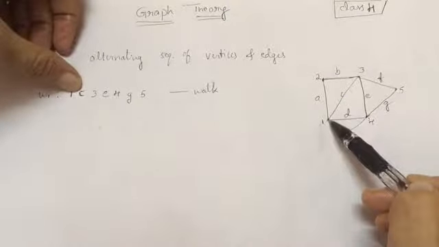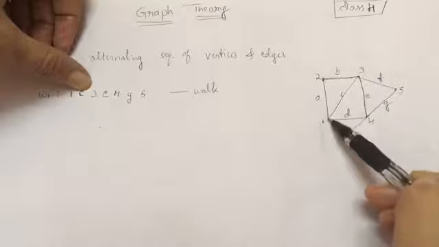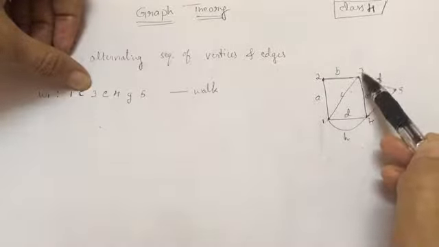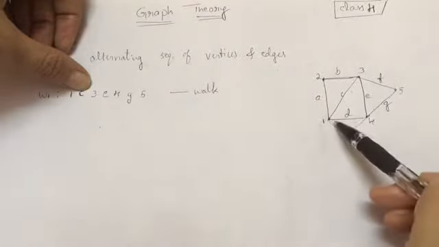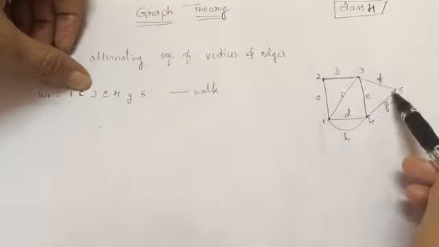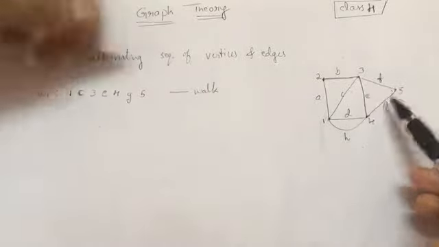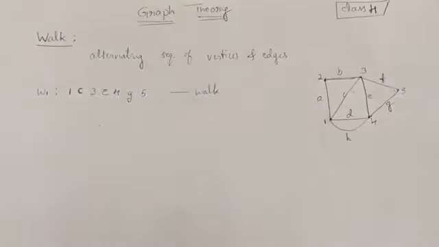So for vertex 1 and edge C, it has the vertex preceding it as 1 and the vertex following it as 3. So this condition is true. And one more thing, no edge should appear more than once. Here the edges are C, E and G. None of the edges are repeated. So this is a walk.